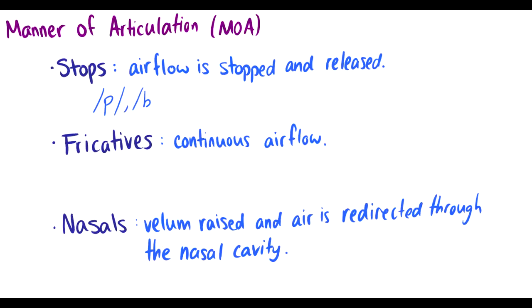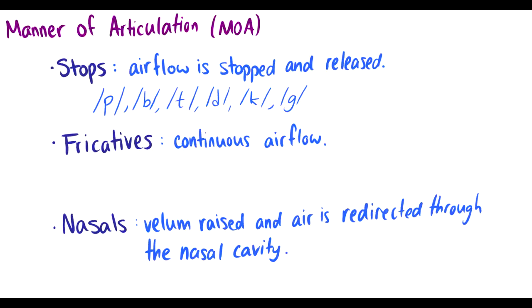Similarly with b, same way. Or t, as in taxes. We also stop airflow at our alveolar ridge. D for death. K, we do the same thing. We do it back at the velum. We stop airflow at the velum and then we let it through. Similarly, g for group. And do we have any other stops?